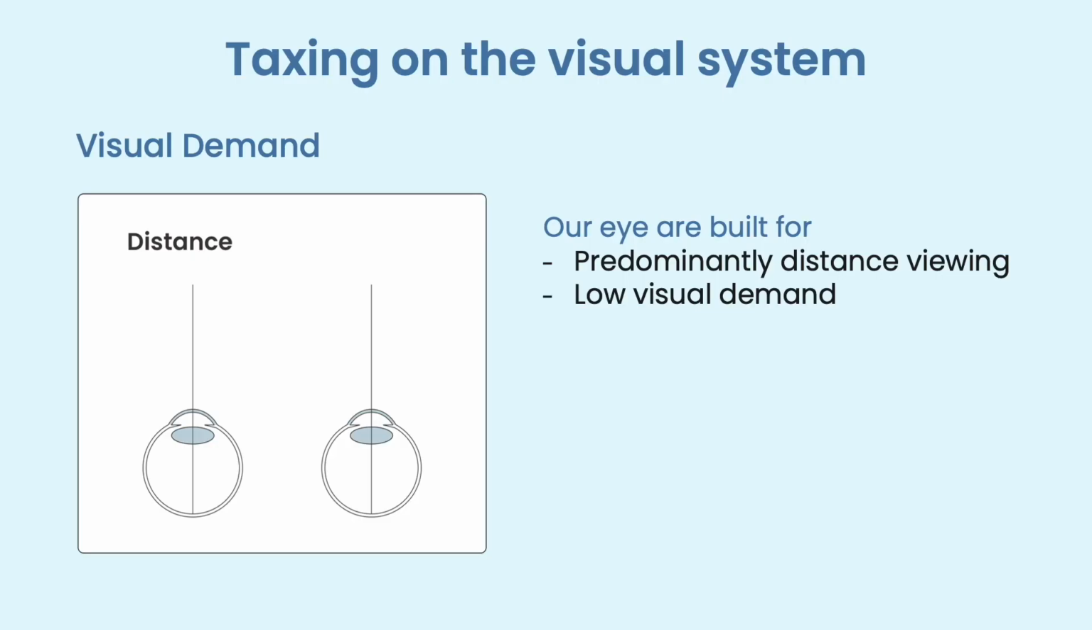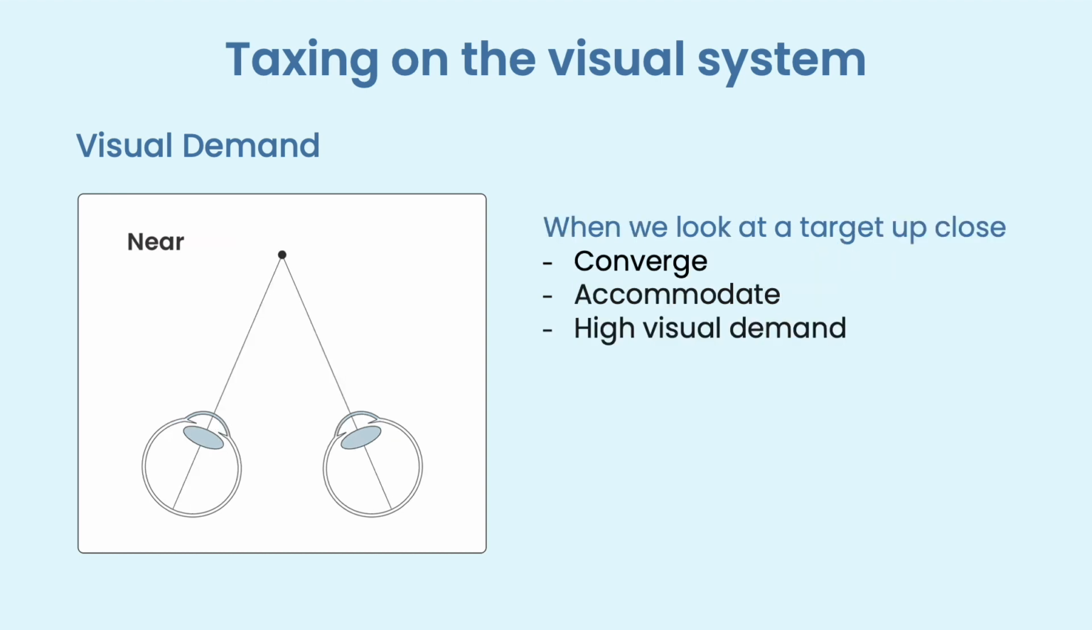Our eyes are physiologically built for predominantly distance viewing, where our eyes are pointing straight ahead and accommodation is relaxed. This requires a low visual demand. But the moment we look at any target at near, our eyes have to turn in, and the lens inside each eye has to accommodate. This requires effort from the muscles in and around the eye, or a higher visual demand. And as with any other muscle in the human body, if we overexert a particular muscle, it could end up spasming or underperforming due to exhaustion.